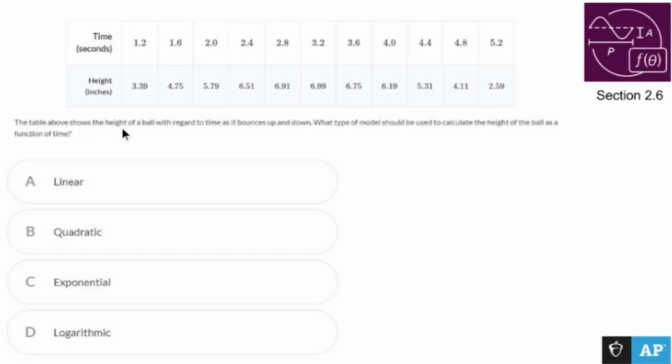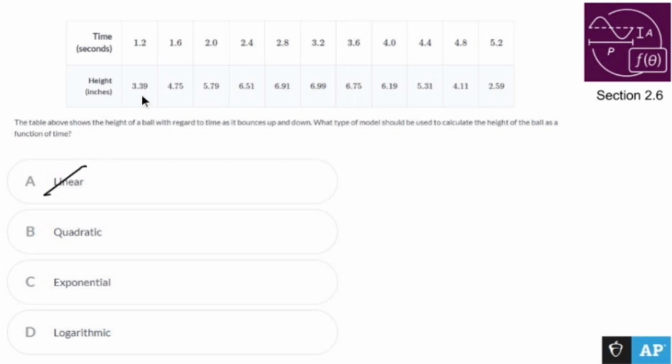The table above shows the height of the ball with regard to time, and it bounces up and down. What type of model should be used to calculate the height of a ball as it is a function of time? Basically, if you drop a ball and it bounces, and in this case, it bounces a little bit more, and then peaks out a little bit less, a little bit less, a little bit less. It's definitely not linear.